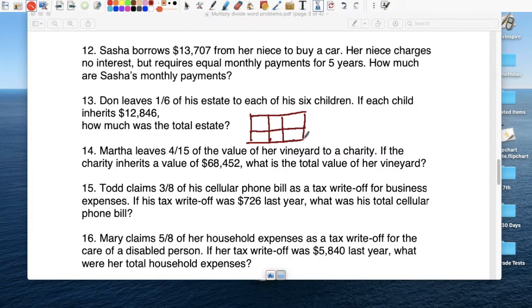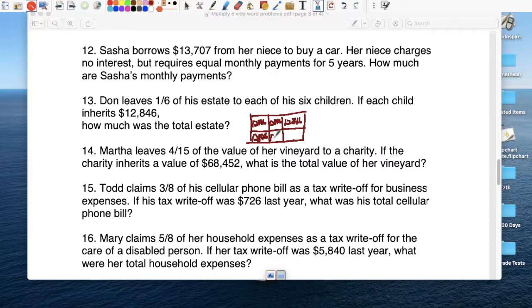And then each of these is worth $12,846. I know you can't see it, but this is $12,846, right? Because there were 6 children. So each of these pieces of land is worth $12,846. So how much was the original value?